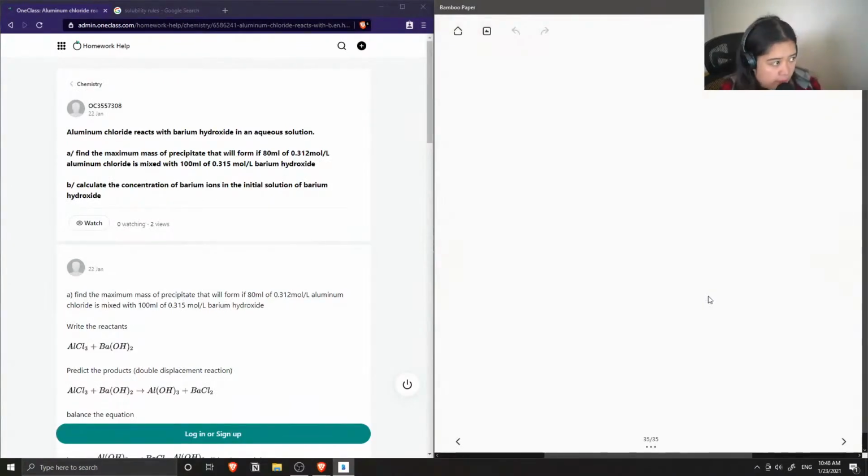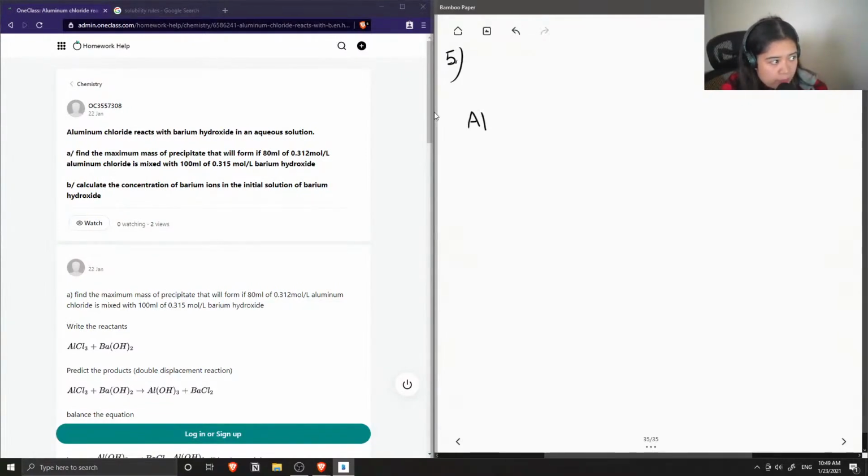Okay, so question number 5. Aluminum chloride reacts with barium hydroxide in an aqueous solution. So that's pretty much the same reaction as our previous question. So we need to write down this equation again.